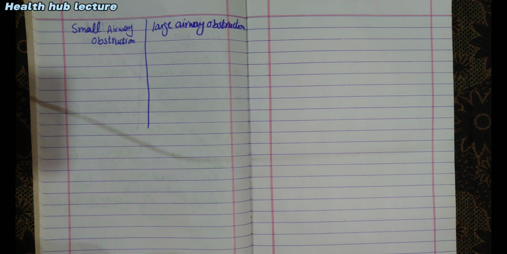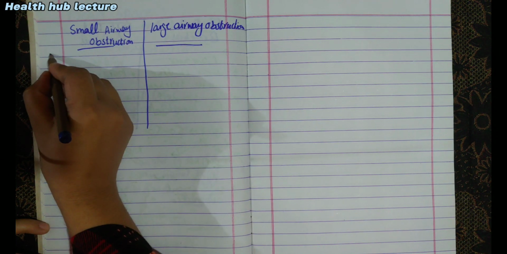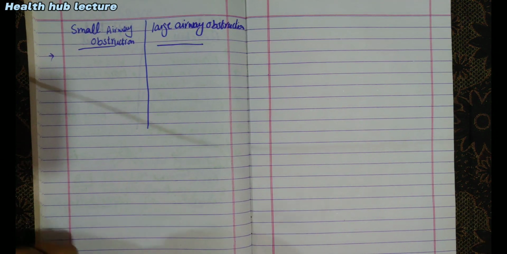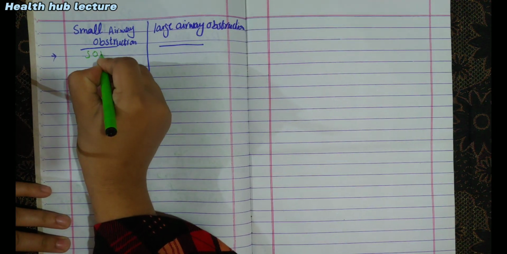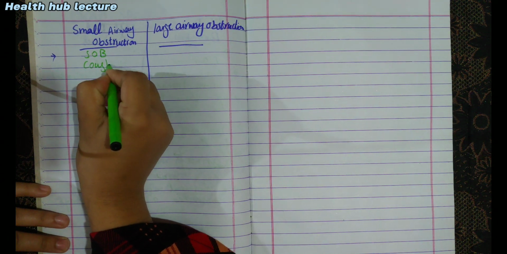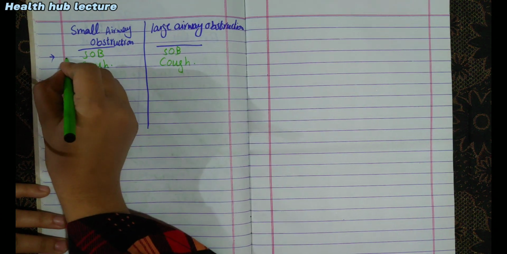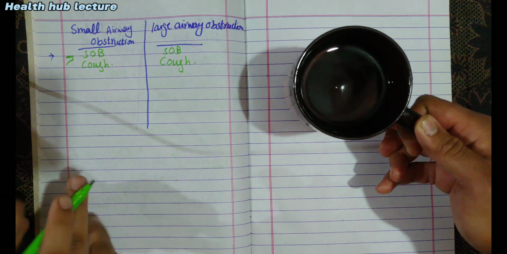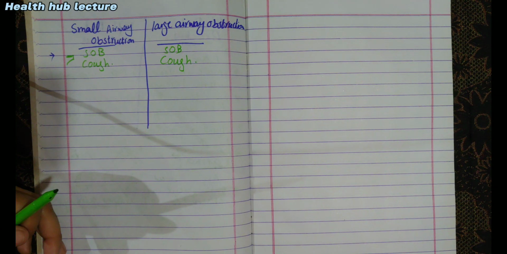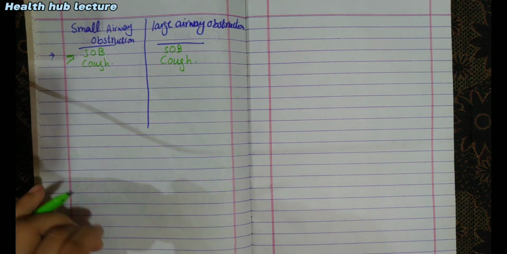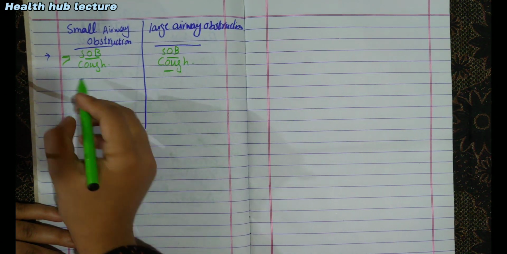Now first we discuss the common features. In both of these, the patient has shortness of breath and cough. Shortness of breath and cough. This is the commonest feature. The common features are that the patient has shortness of breath and cough.